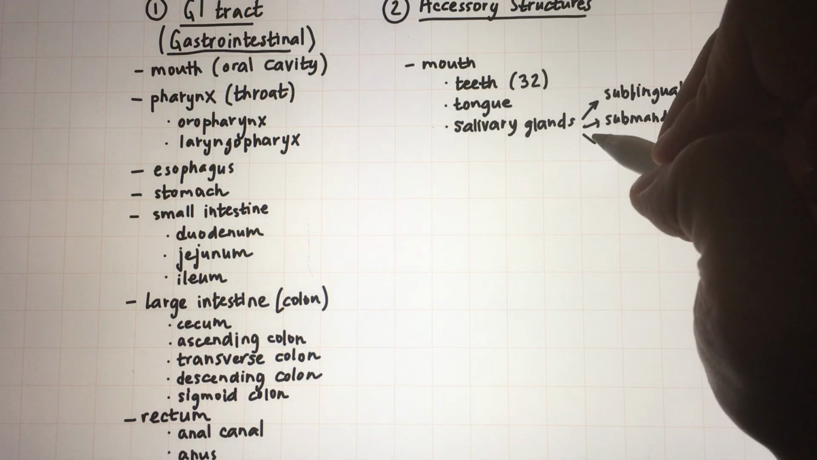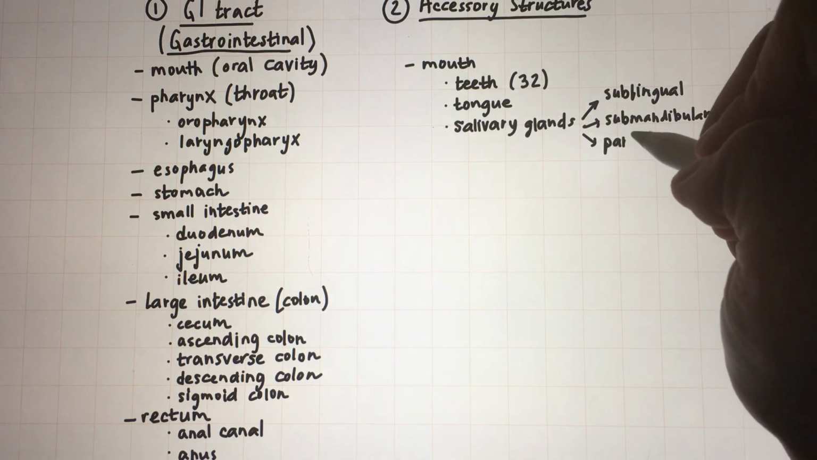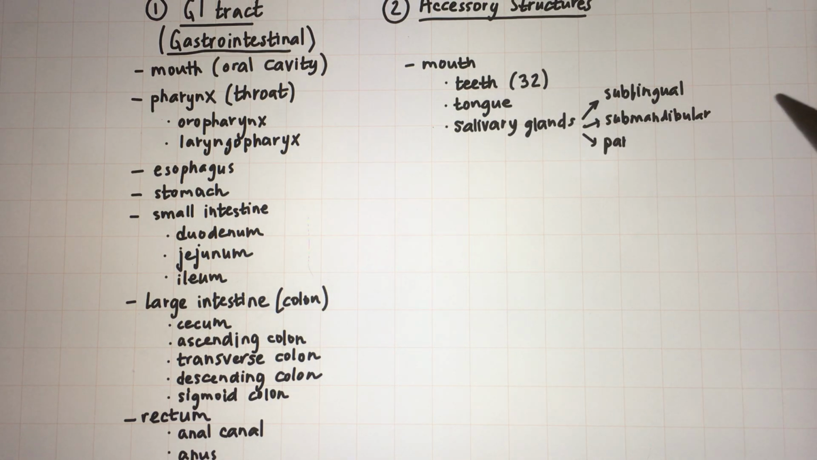And then the last set of salivary glands is called the parotid. These are the ones on the cheeks right in front of the ear.